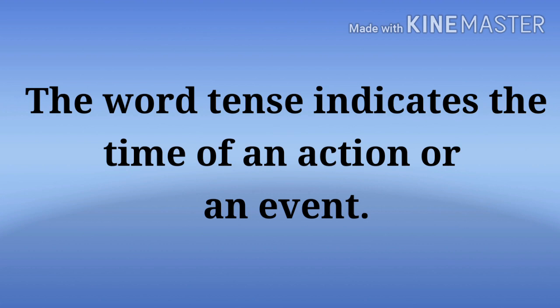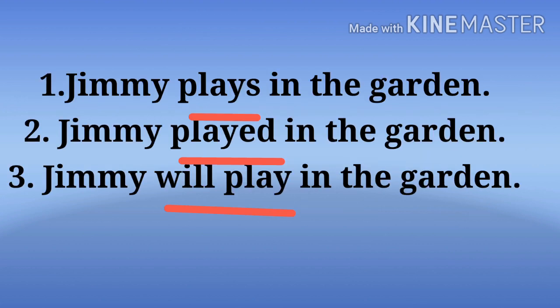For example, Jimmy plays in the garden. Jimmy played in the garden. Jimmy will play in the garden. In these sentences, the verb play is used in different ways to indicate the time of an action. In the first sentence, the verb plays indicates an action in the present.